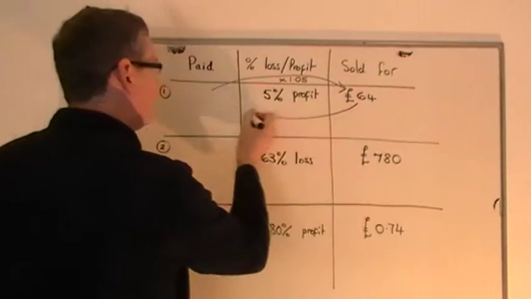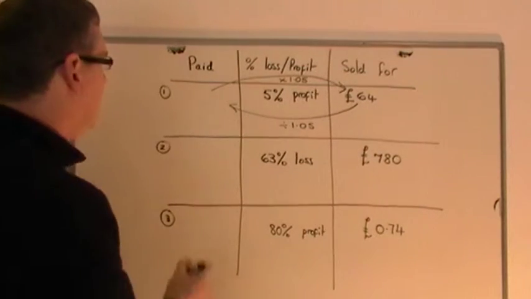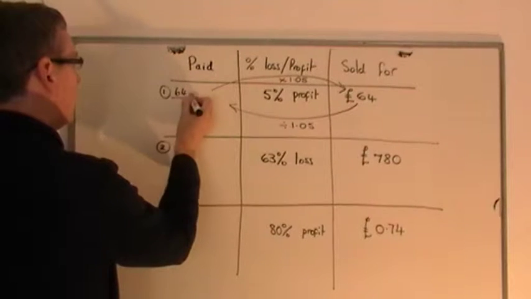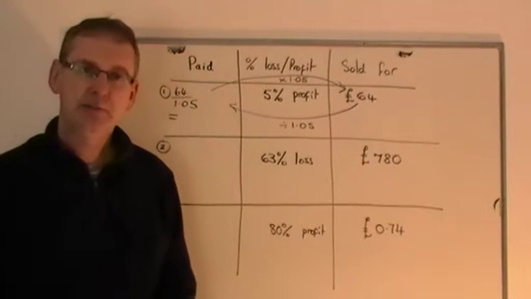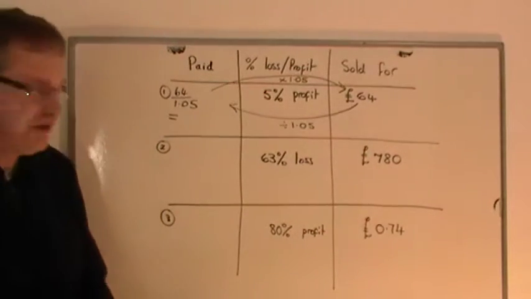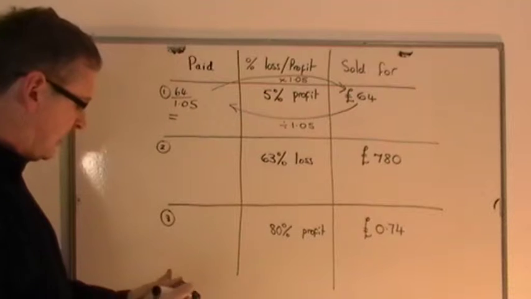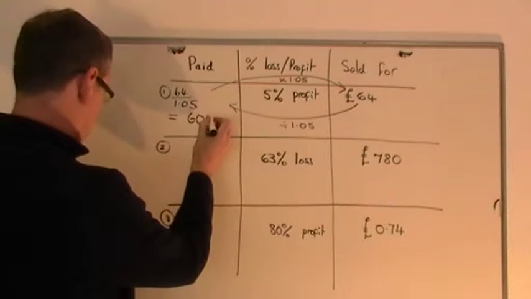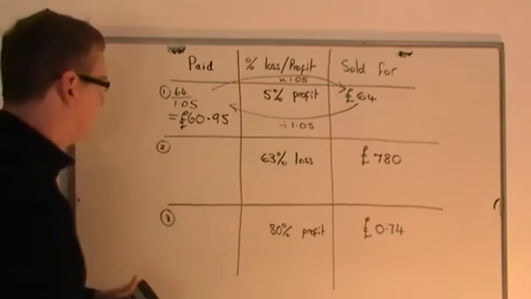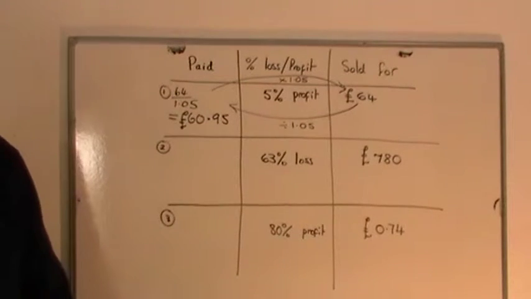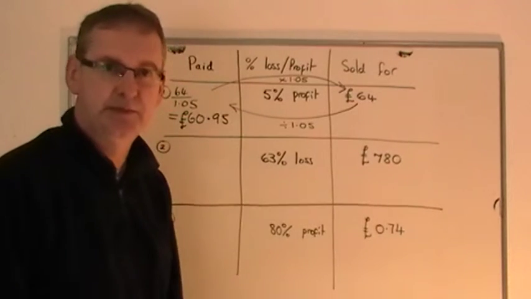So to go the reverse process, I need to be dividing by 1.05. So in this box here, I'm going to simply take the 64 and divide it by 1.05. And that will give me the starting price that I paid for this item. So here we go then, 64, and I divide by 1.05, and you get an answer of 60.95. So £60.95 was the starting price that I paid for this item. So if you add 5% of that to it, you'd end up with £64 to the nearest penny.